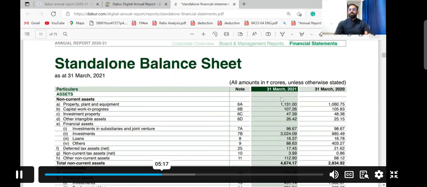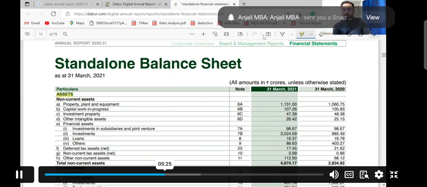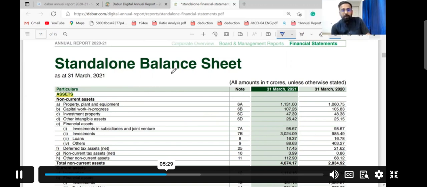So very firstly, what will the company be doing? The company will be showing their assets. The company will start with assets in the balance sheet. First of all, I will tell you which schedule the company will follow to prepare their financial statement. The company has to follow Schedule 3 to prepare their financial statement, right? So basically, the company will be following Schedule 3.